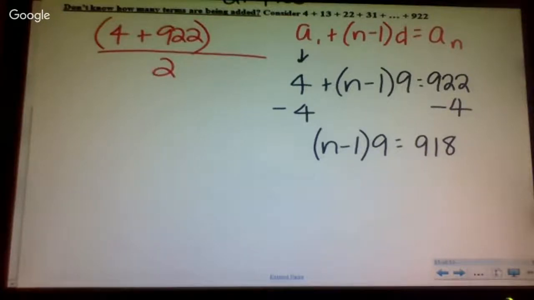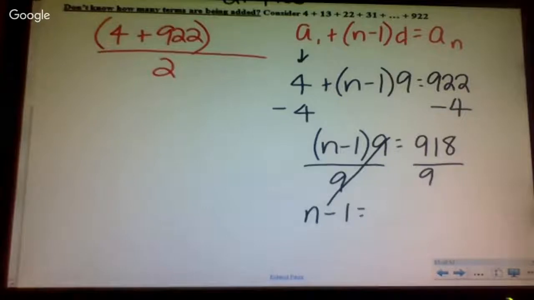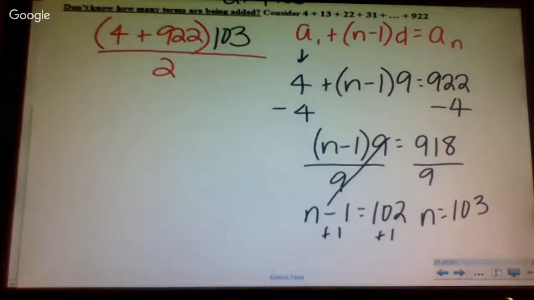Divide by what? Divide by 9. That cancels it out on this side. Divide by 9 on this side. So n minus 1 equals, what's 918 divided by 9? 102. Finally, add 1 to both sides. So n equals 103. So I have 103 terms in this sequence.